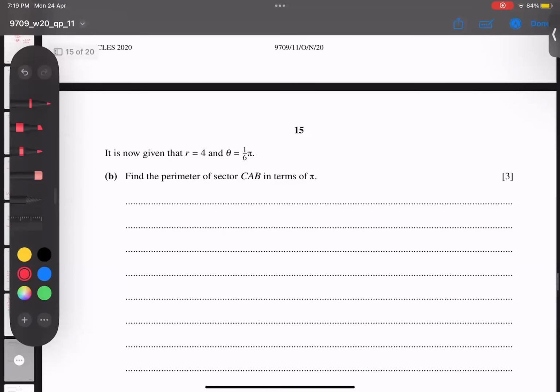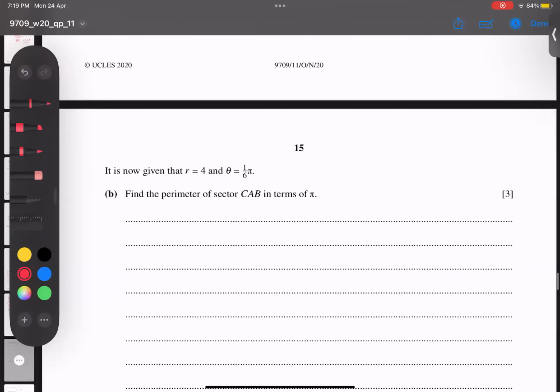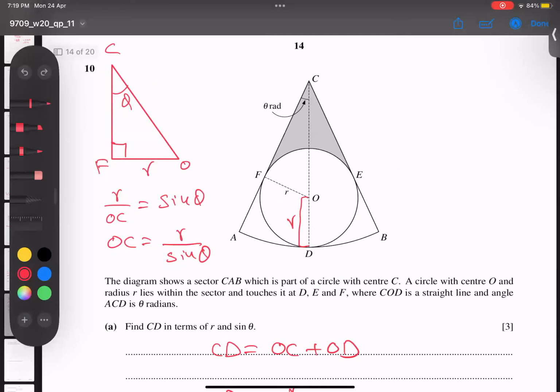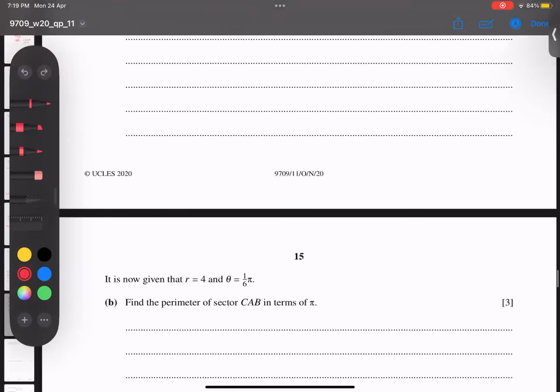Now it's given that the value of R is 4, and theta is given here. Find the perimeter of CAB in terms of pi. Perimeter of sector CAB. Where is CAB, students? Sector CAB, the big one. And we're looking for the perimeter.